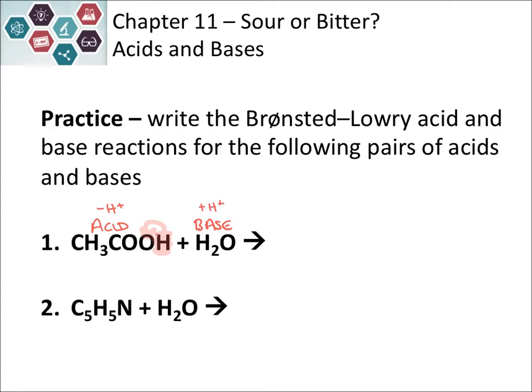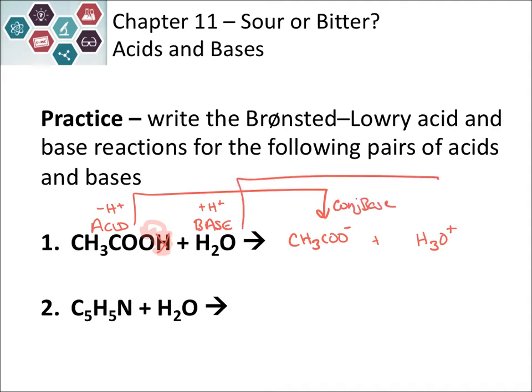So if I take away H from this first reactant, we have CH3COO. It was neutral and I took away something positive, so I'm left with something negative. Water, we're adding a hydrogen ion, so we're going from H2 to H3. And we were neutral and we're adding something positive, so we're ending with something positive. The acid turns into the conjugate base, and the base turns into the conjugate acid.